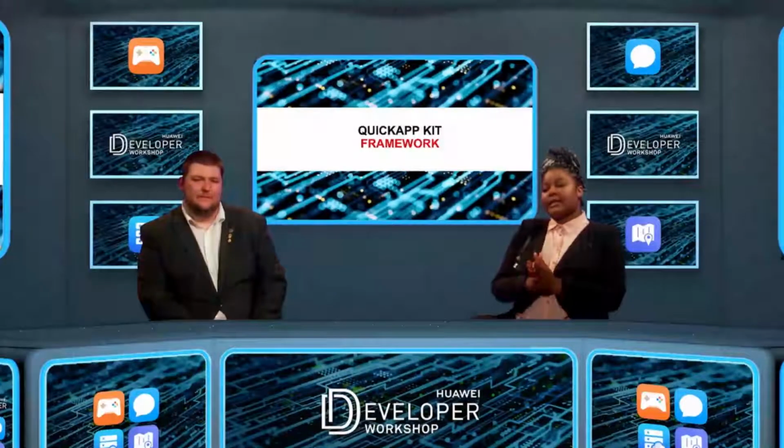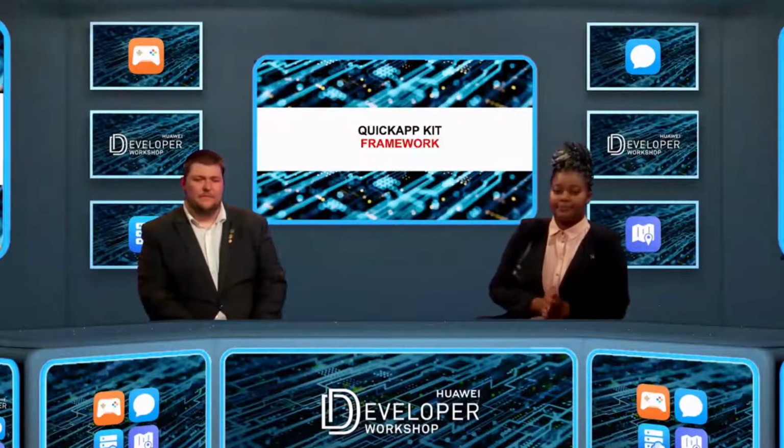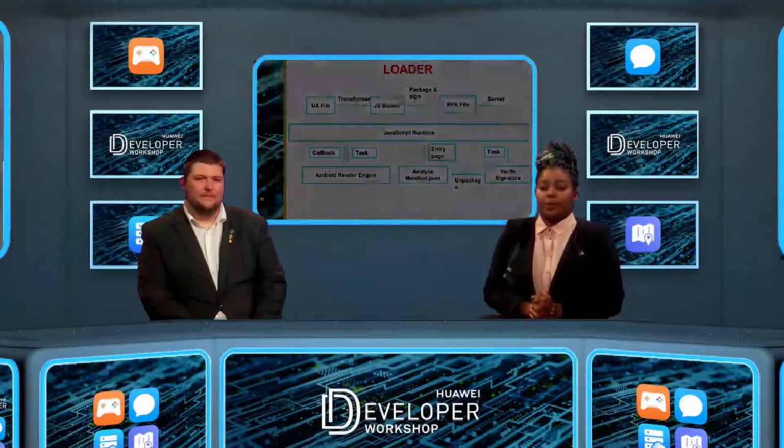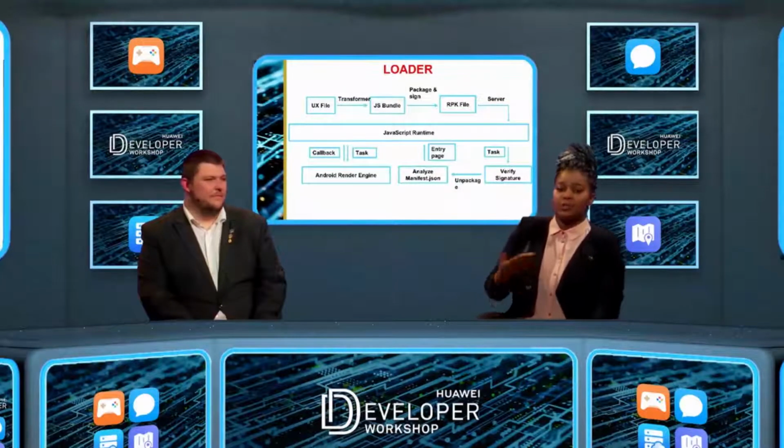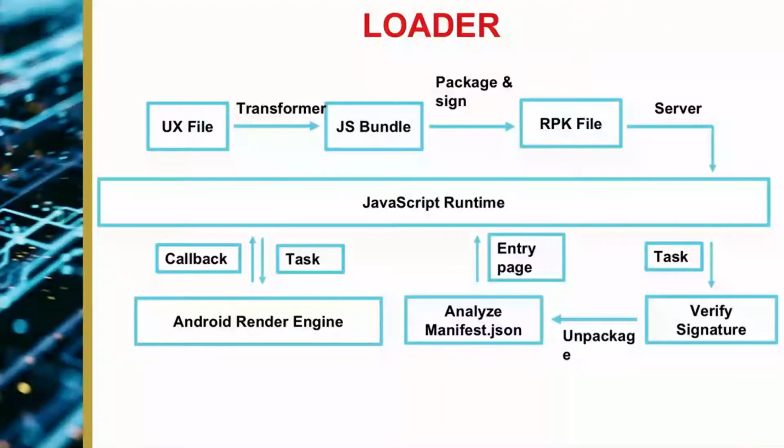Okay, let's get into the framework, starting with the loader. The Quick App Transformer will begin to transform your original UX file into your JavaScript bundle. From there, it is packaged into what we call an APK file, which will run the file through Java's runtime V8 engine. Once inside, it is able to access the actual Android system and rendering engine. It will begin to verify the signature, and once verified, it will unpack all of these files so that the JavaScript engine can find the actual access point.